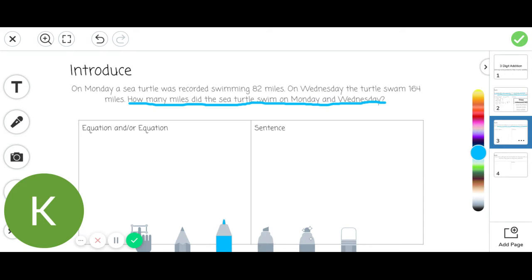So any information that has to do with Monday, I'm going to need to underline. And any information that has to do with Wednesday, I'm going to have to underline. I want to know how many miles they swam on both these days. So that means, I know you can't see it, but I'm combining. I'm bringing my two totals together. On Monday, a sea turtle was recorded swimming 82 miles. And then Wednesday, the turtle swam 164 miles. That means I'm going to add Monday and Wednesday together.